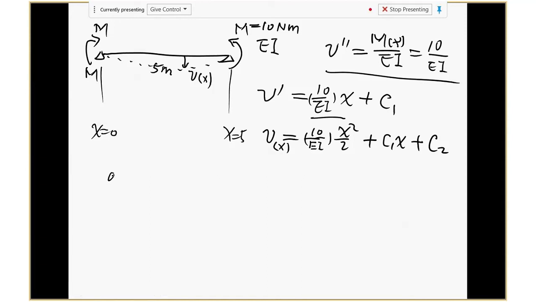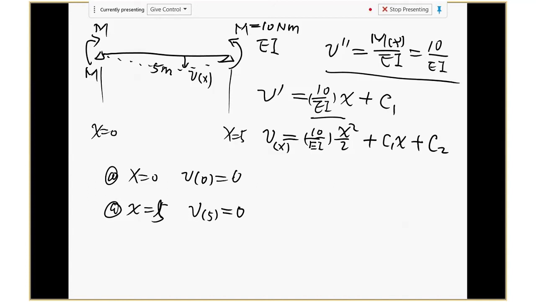Now at x equals 0, what's the boundary condition? What's V? V must be equal to 0, so V at 0 equals 0. That's one boundary condition. I have two constants, C1 and C2, so I need one more. X equals 0 is already given. X equals L, which in this case is 5. At x equals 5, what's V? 0. Now we have two conditions, so we can use these to determine C1 and C2.